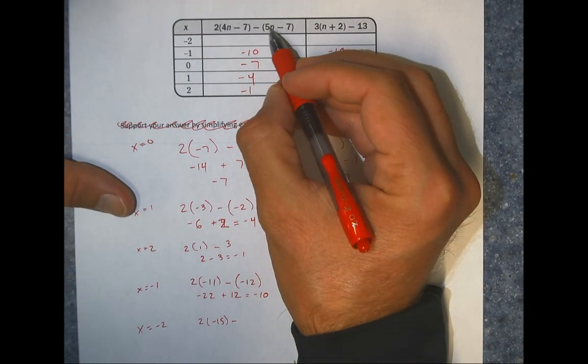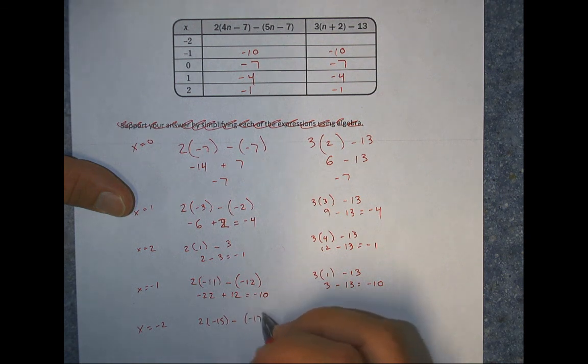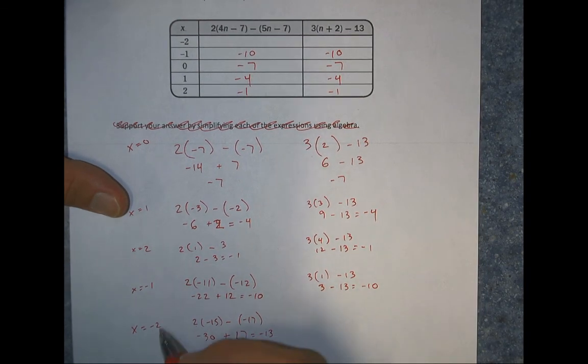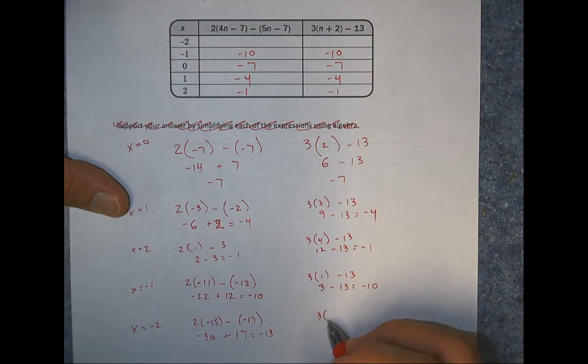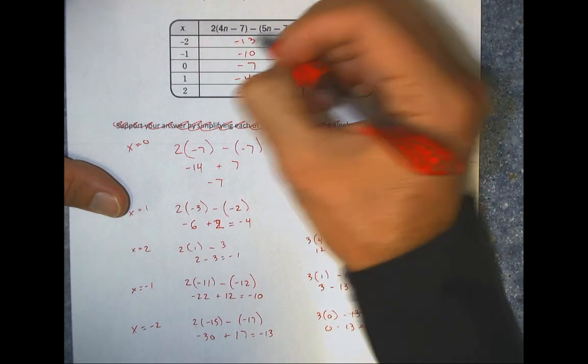And then plugging in -2 here, 5 times -2 is -10 minus 7, it's -17. So 2 times -17 is -34. That minus a negative goes plus 21, and that is -13. And -2 here, -2 plus 2, that's 0. So it's 3 times 0 minus 13, so 0 minus 13. And sure enough, I get -13 for both.